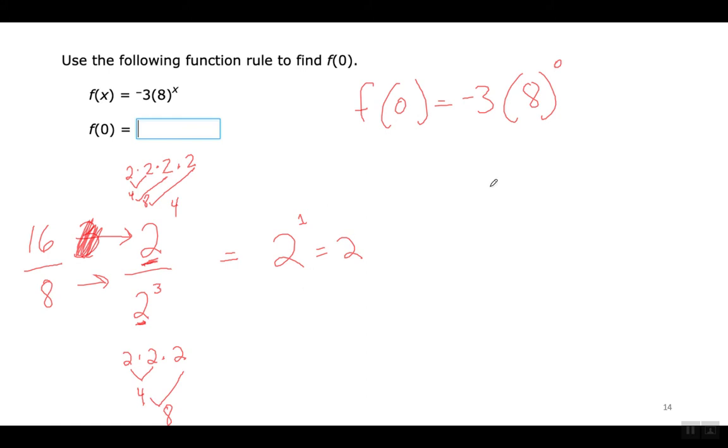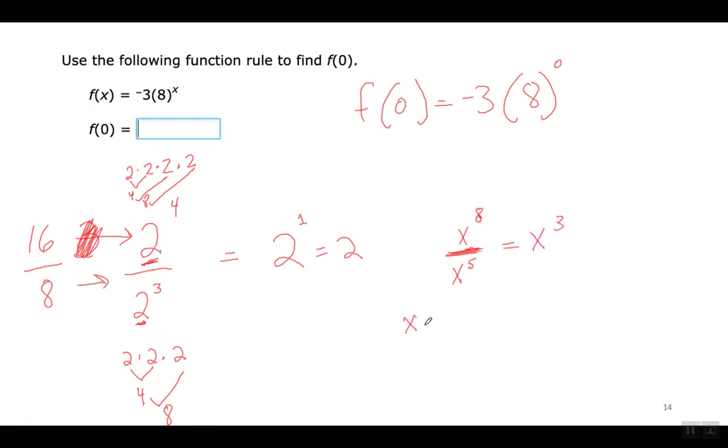Let me do a different example, this time with variables, and it might be easier to understand this way. Let's say x to the 8th power divided by x to the 5th power. When the bases are the same, the base is the x, and you're dividing, you could just subtract the exponents. 8 minus 5 equals 3. So this equals x to the 3rd power.